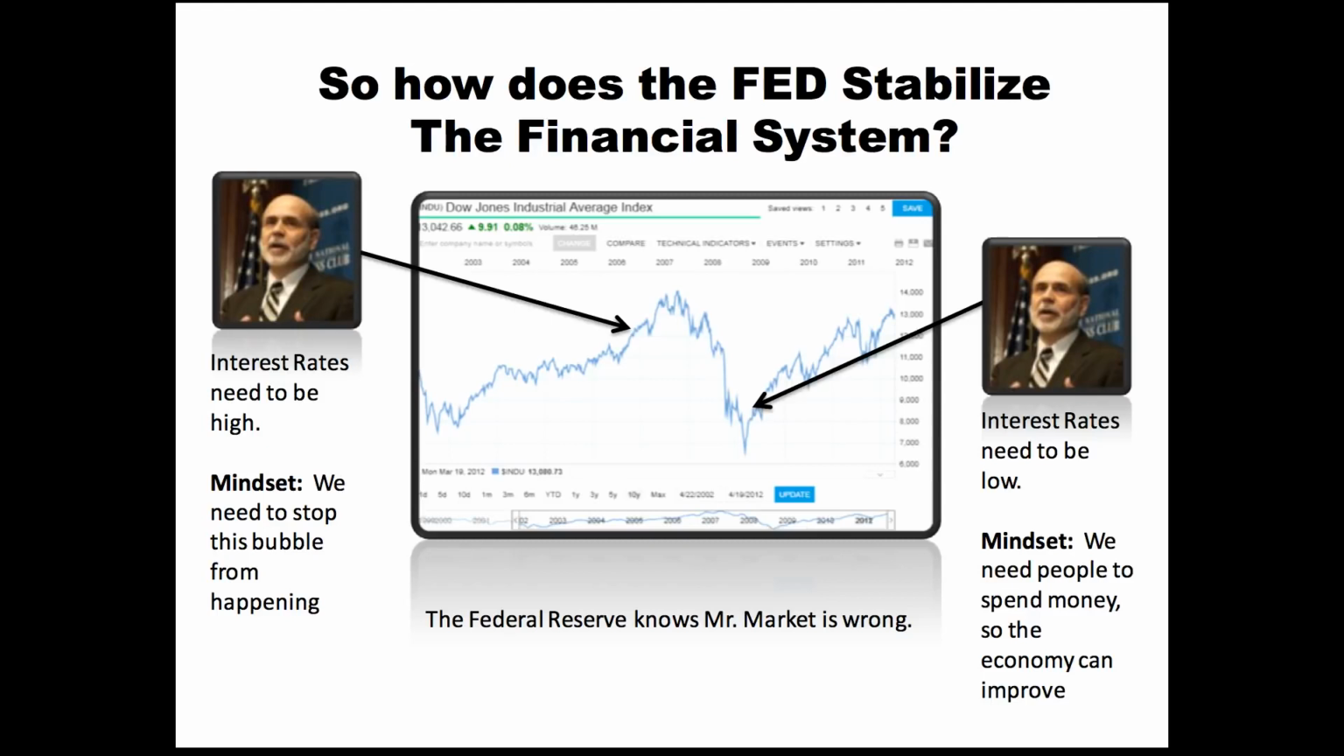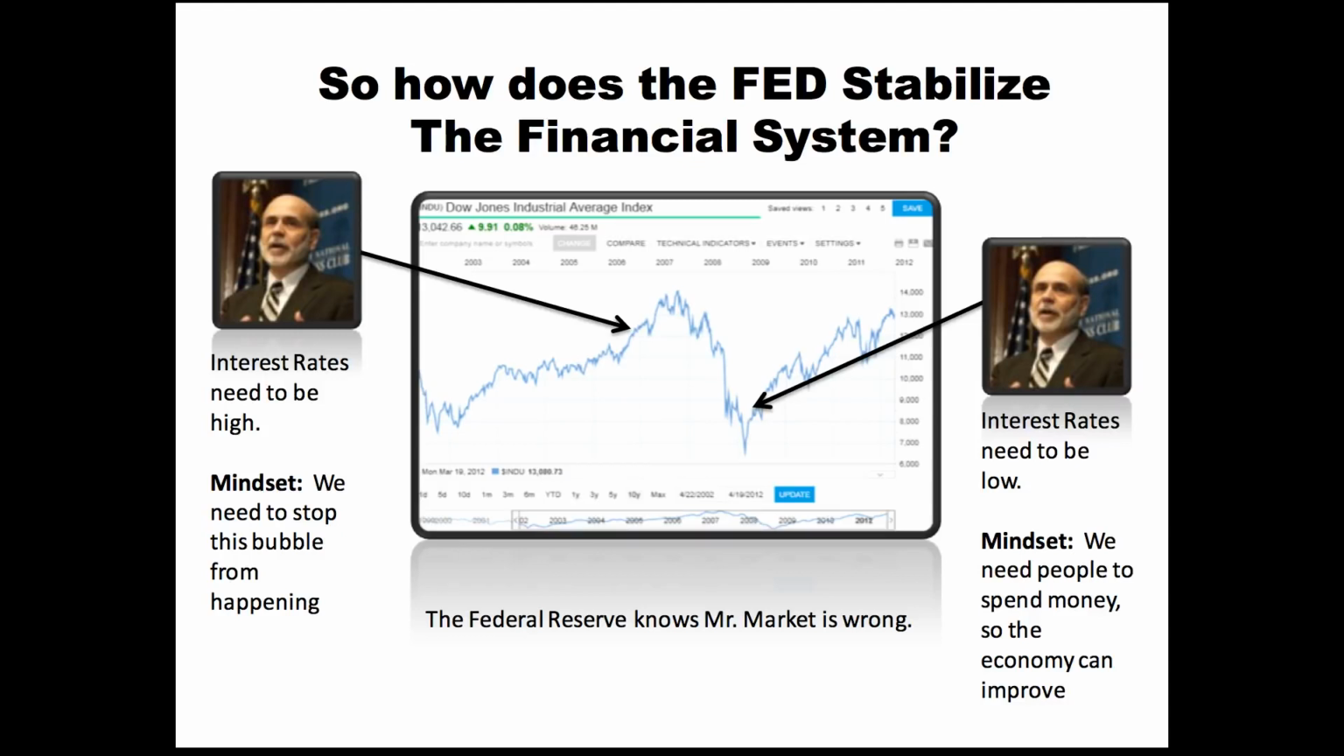So we look at the mindset that he had: we need to stop this bubble from happening. The way that he does that is he raises those interest rates so borrowing money is expensive and people spend less, which slows down the economy, and hopefully the recession doesn't happen. But in this case, we actually had a very harsh recession, and after that happened, the Federal Reserve's reaction is, okay, we need to stimulate the economy.